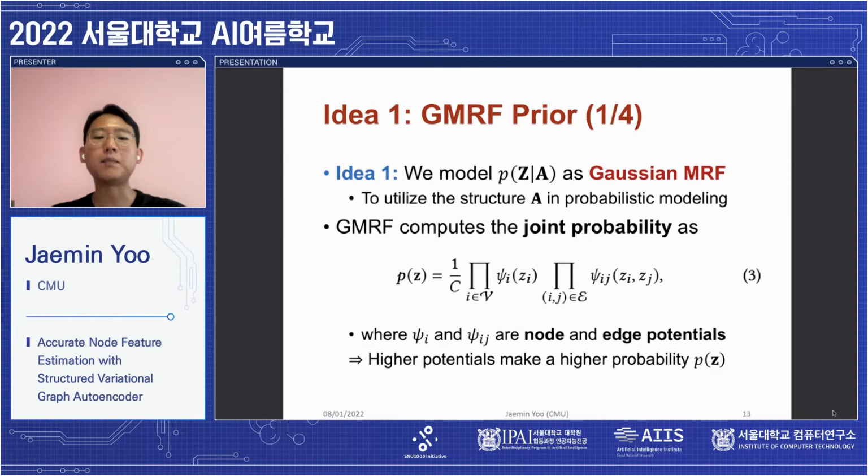Here, the psi i and psi ij are called node and edge potentials respectively, and these two terms are the most important components of the Gaussian Markov random field. And the C in the equation is just a constant that we can ignore for now. In other words, this decomposes the joint probability into the multiplication of local potential terms, and the overall random variables have a high joint probability if the local potentials have high values. So this changes the problem of modeling the whole joint probabilities into modeling only the potential functions of the graph.